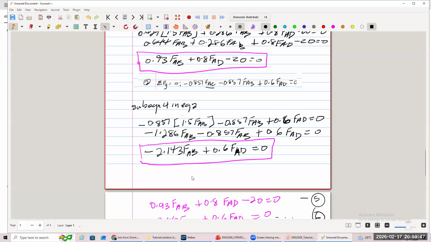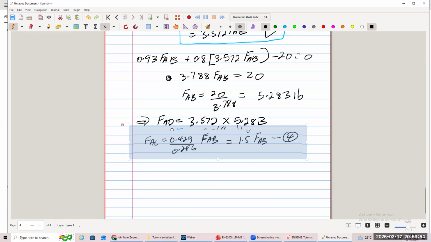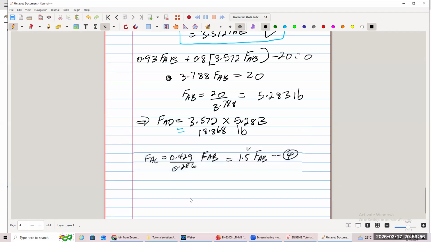Where did I? Equation 4 is this. So with equation 4, the only thing you need to find out is AC. So AC is equal to 1.5 times AB value. What is AB now?